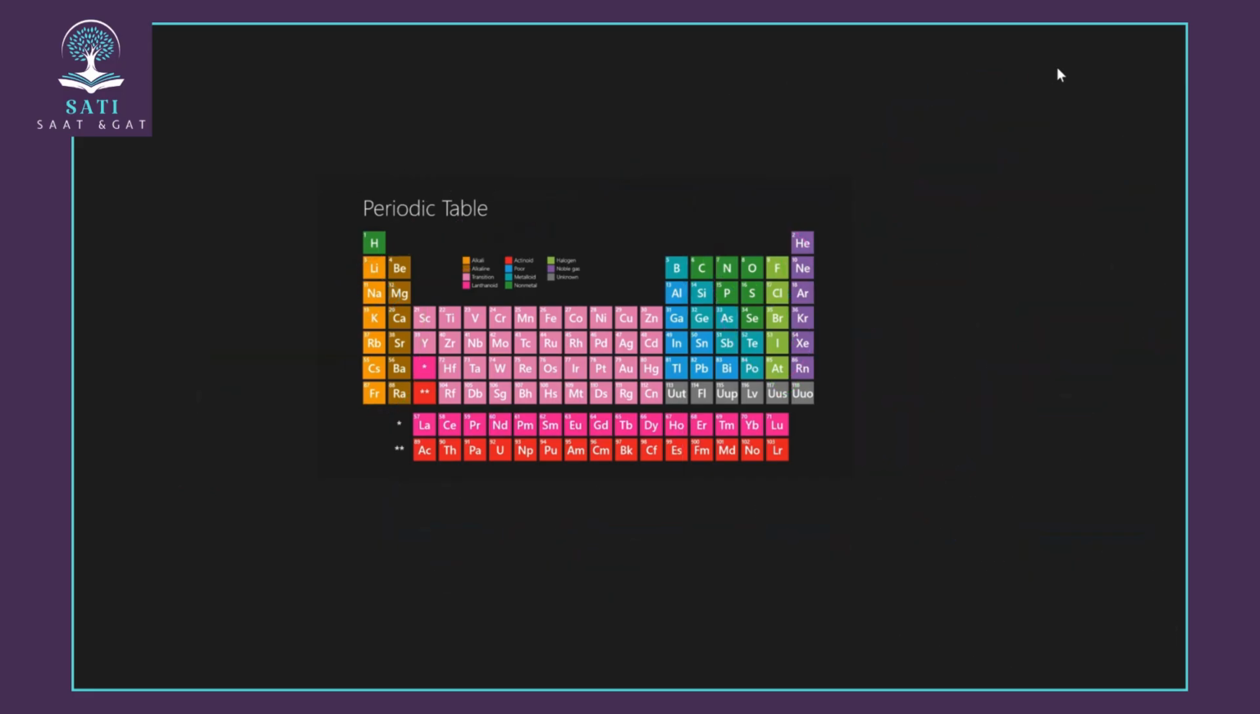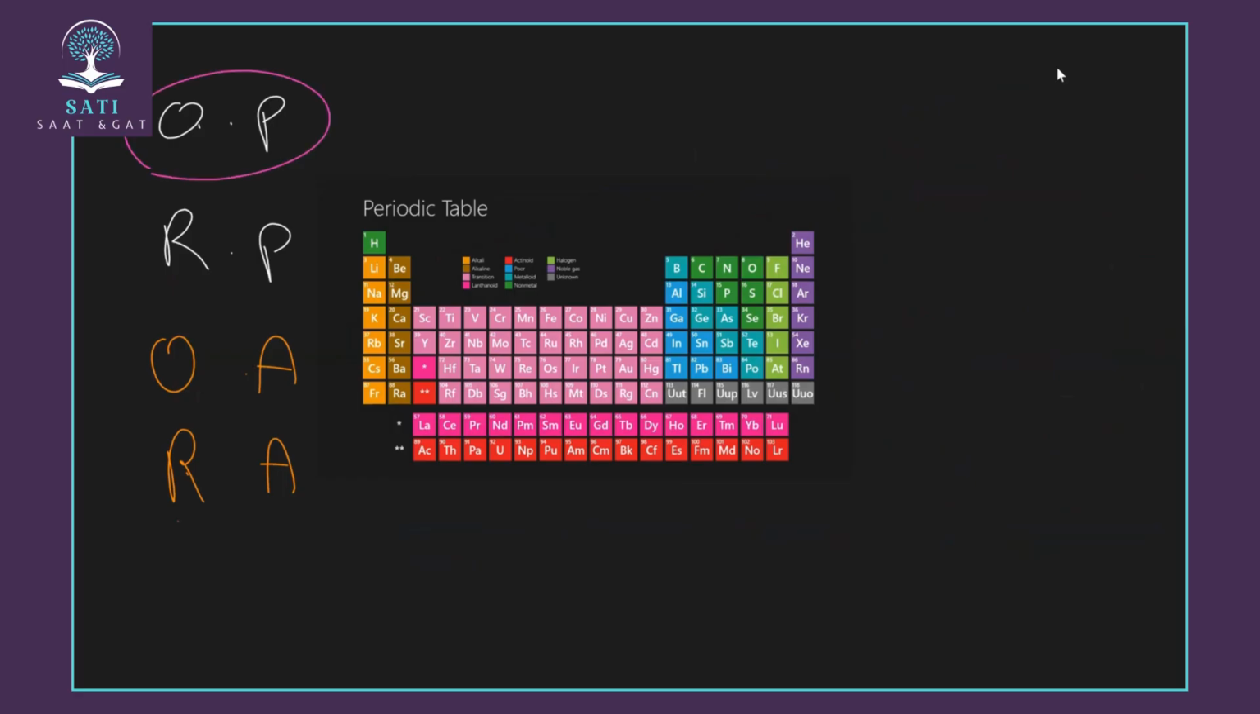So we understand four things now: what is the oxidation process, what is the reduction process, what is the oxidizing agent, and what is the reducing agent. As a summary, the oxidation process is the process of losing electrons, and it happens to elements on the left of the periodic table. The reduction process is the process of gaining electrons, and it happens to the elements on the right of the periodic table.